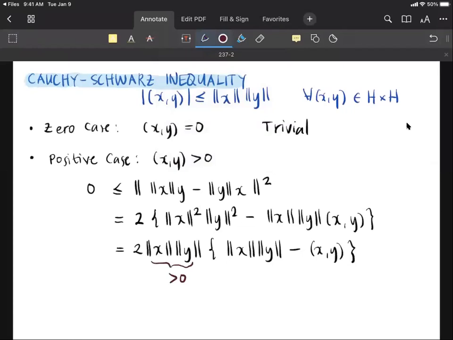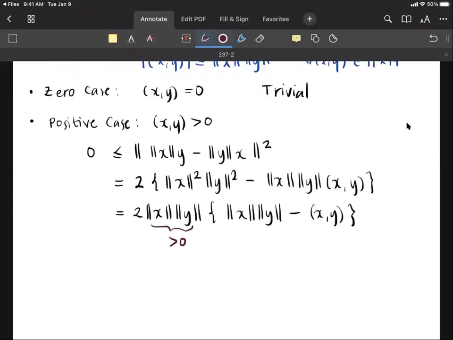So I can divide this, and after some manipulation, you end up with the fact that, okay, the inner product is less than or equal to the product of the norms. Since we assume that the inner product is positive, the left-hand side is the same as the absolute value or the magnitude of the inner product.